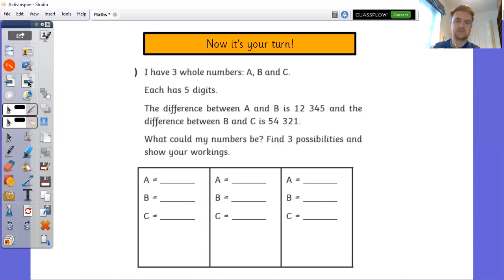Each is 5 digits. The difference between A and B is 12,345, and the difference between B and C is 54,321. What could my numbers be? Find three possibilities and show your workings. Now, at the end, there is one example of an answer for the third challenge, but it might be different to the one that you have. So just double check it or send it over to me and I can double check them as well.